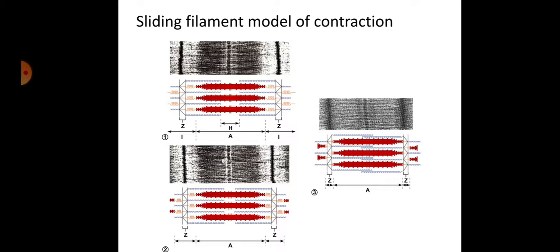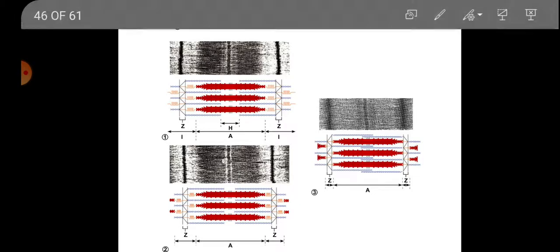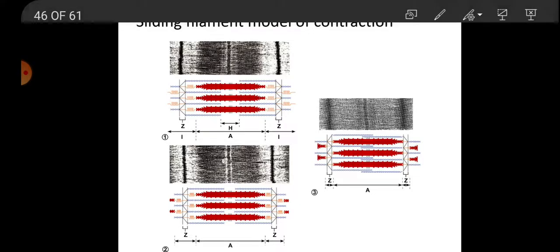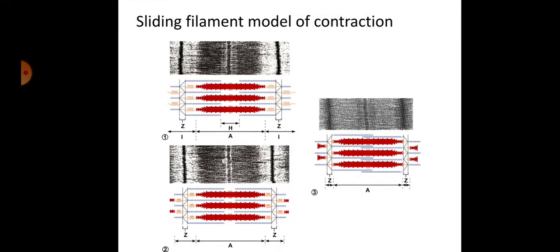This is again the pictorial depiction of the sliding filament model of contraction. In the first figure, you can see the longer size of the muscle. The second figure shows a little contraction has taken place, and the third figure shows the highly contracted muscle filament.